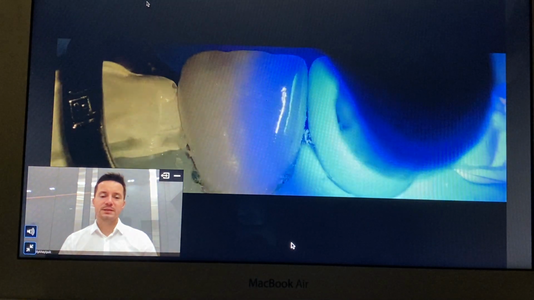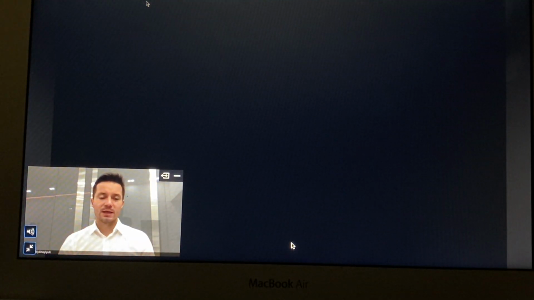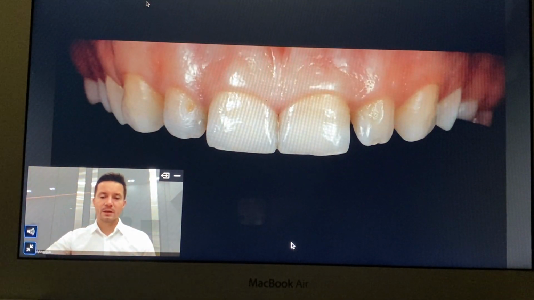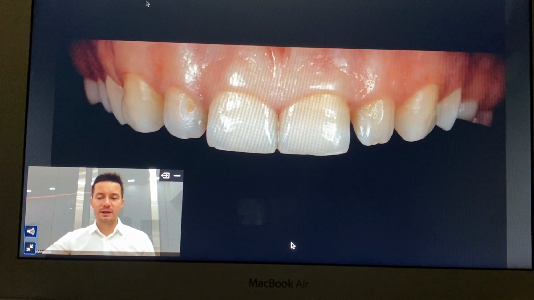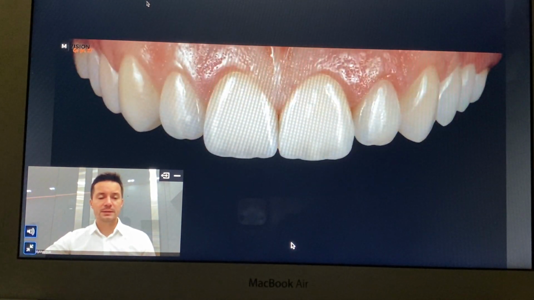So now let's see. This is how we started at the beginning of the story. This is how we finished in the end of the story with our patient. We were using Empress color B1. Again, the side view before and after.